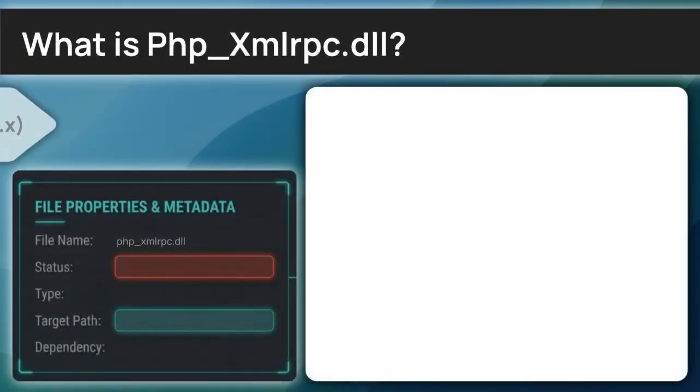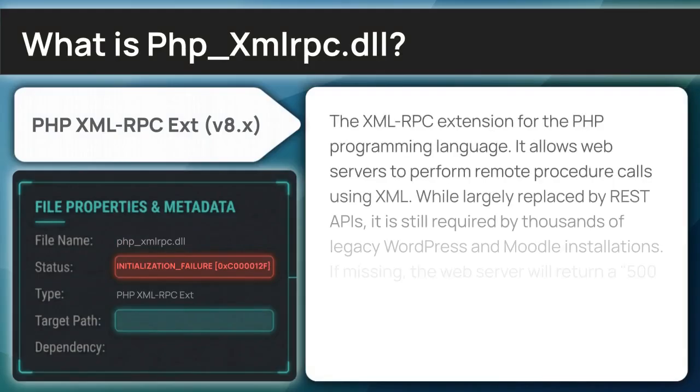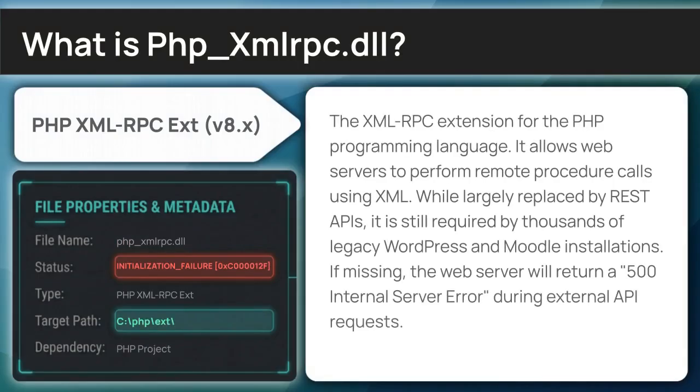This is the PHP XML remote procedure call, the XML-RPC extension for the PHP programming language. It allows web servers to perform remote procedure calls using XML. While largely replaced by REST APIs, it is still required by thousands of legacy WordPress and Moodle installations. If missing, the web server will return a 500 internal server error during external API requests. Understanding the file's role is a great start. Now let's look at replacing it.